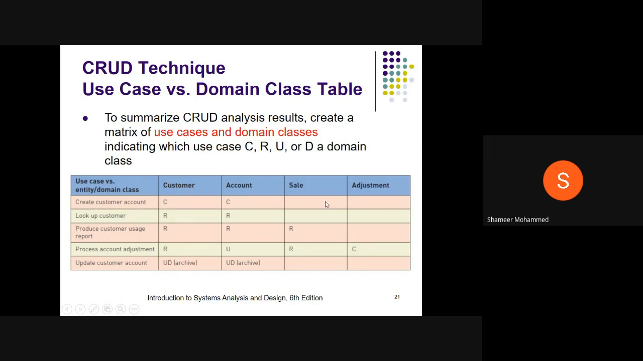Based on your use case, these letters are written in the cells. Customer order, customer account created. Search customer means searching, so you are going to read the data; you are finding the data from the database. Produce customer report means reading only. Process the account: update, read, and create also. Okay, so this is the CRUD analysis table.